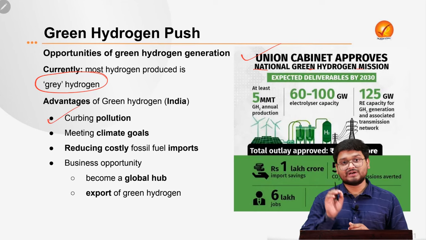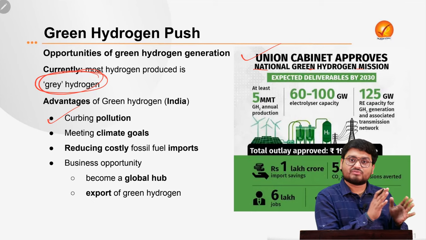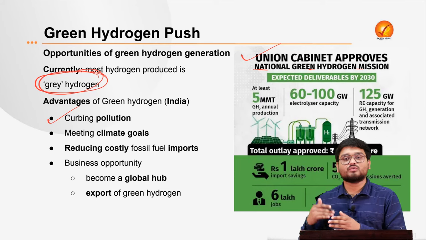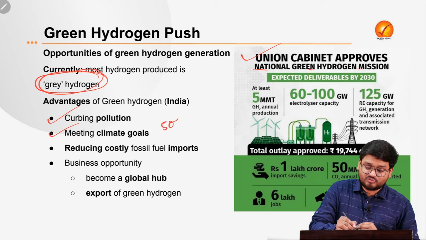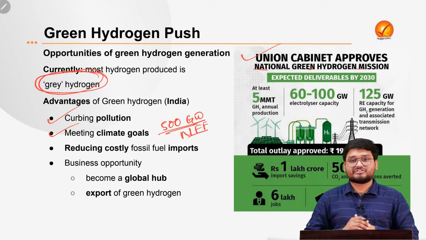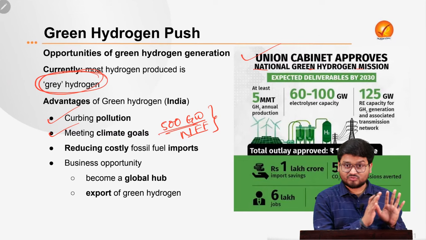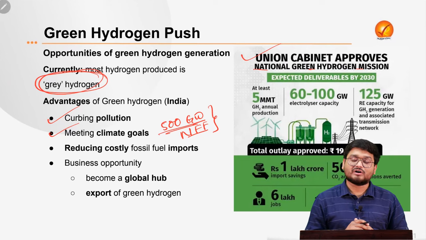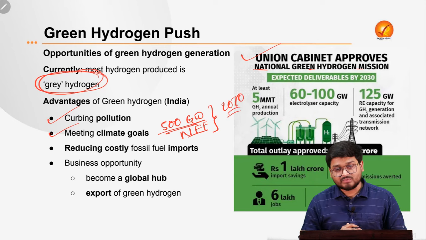Firstly, it will reduce pollution, because if we generate hydrogen using gray hydrogen, or fossil fuels, it will obviously release pollutants into the atmosphere, leading to greenhouse effects and so on. Next, it will also meet India's Panchamrit ambitions. India intends to achieve 500 gigawatts of energy from non-fossil fuel sources, and green hydrogen is derived from renewable, non-fossil sources. If we meet our climate ambitions of Panchamrit, which finally means becoming net zero by 2070, this is a good way to go.